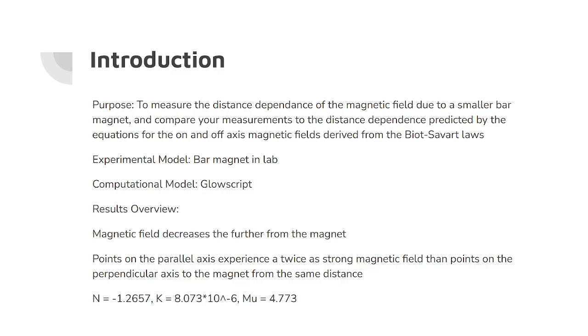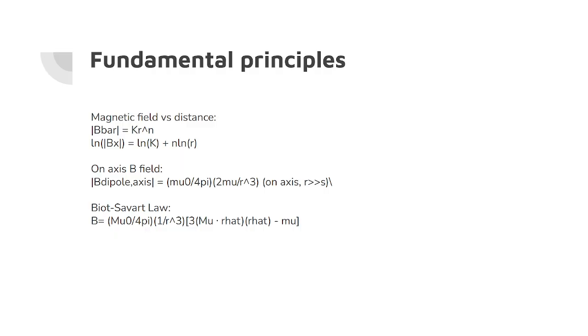The overview was the magnetic field decreases the further from the magnet, and the parallel axis experiences a twice as strong magnetic field than points on the perpendicular axis from the same distance. Our n value was negative 1.2657, our k value was 8.073 times 10 to the negative 6, and our mu value was 4.773. The fundamental principles are the magnetic field versus distance, the equation for the on-axis B field, and the Biot-Savart laws.